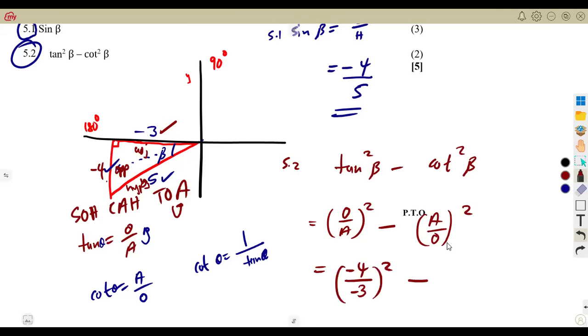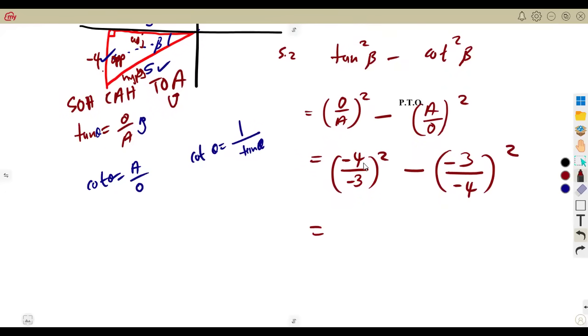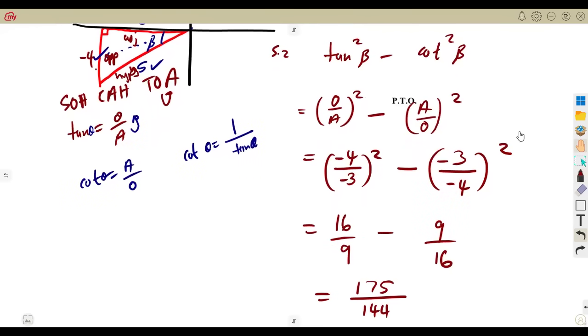We square it. Minus adjacent, our adjacent, -3 over what? The opposite, which is -4. We square that. So that is what they wanted you to just simplify, just like that. So the first one, if you square this on your calculator, it was going to be 16 over 9 minus 9 over 16. Then you can use your calculator again. It was going to give you 175 over 144. So that is it.